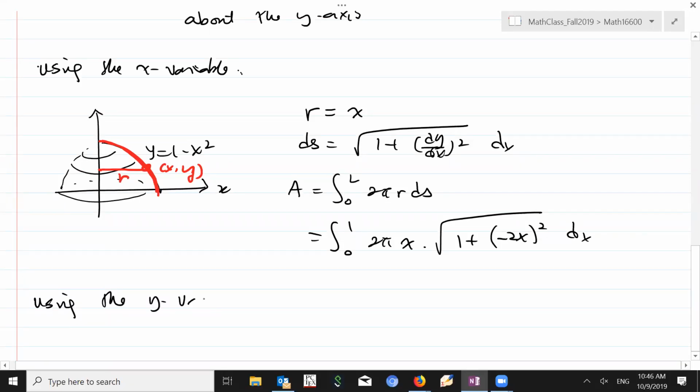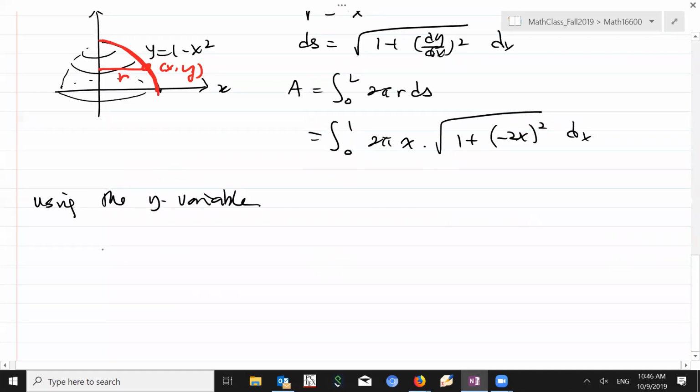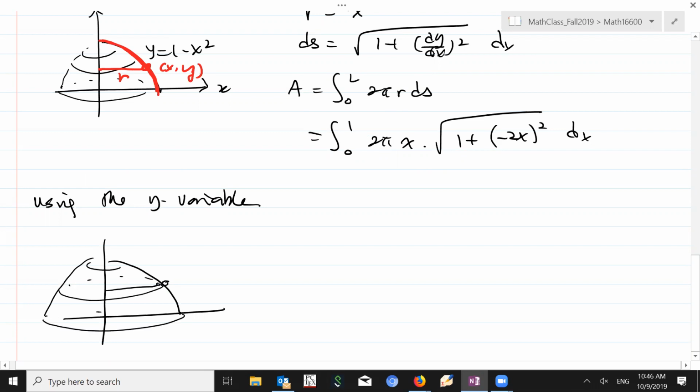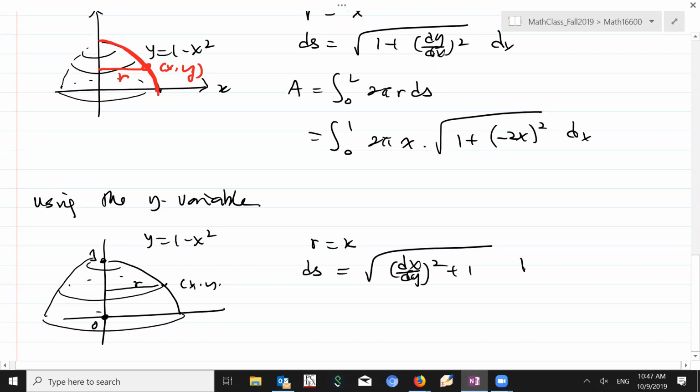All right, so using the y variable. If we want to use the y variable, what are you going to do? Sometimes you can do that, sometimes you cannot switch. It depends. So it's still the same surface, and it still has the same point, and the relationship is given. So clearly the y variable changes from 0 to 1 also. So r is still x. Nothing's changed. ds is still the same ds, but this time you want to take dy out because you want to use the y variable. So nothing has been changed.